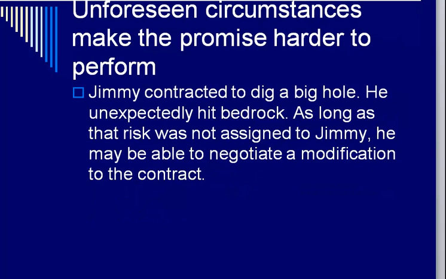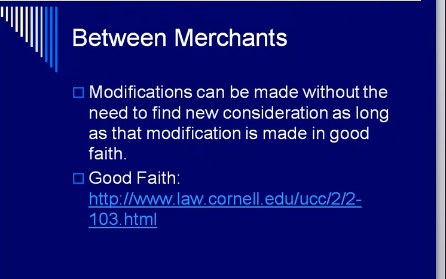Where you have unforeseen circumstances that make the promise harder to perform, that could give grounds or reason to negotiate a modification. Let's look at Jimmy. He contracted to dig a big hole. He unexpectedly hit bedrock. As long as that risk was not assigned to Jimmy, in other words, Jimmy did not take on the risk of hitting bedrock in the contract, he could potentially negotiate a modification to the contract. In other words, the new circumstances justify the modification.